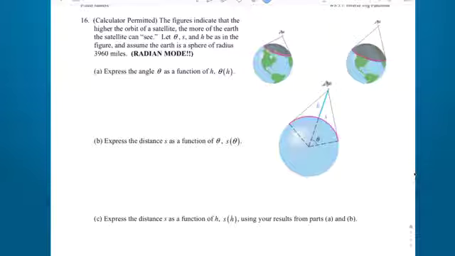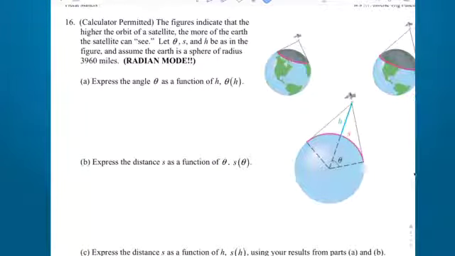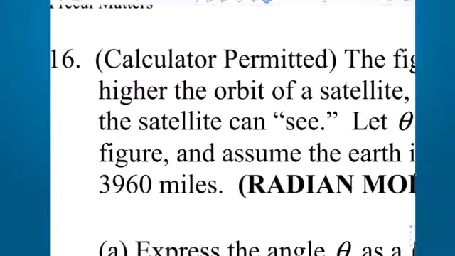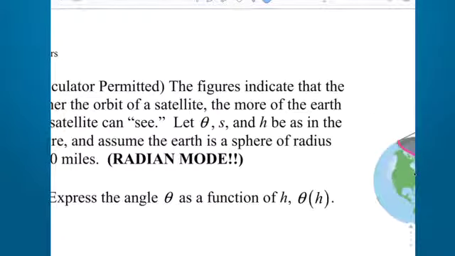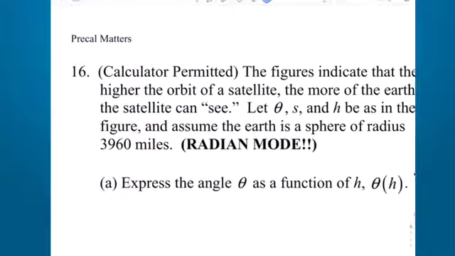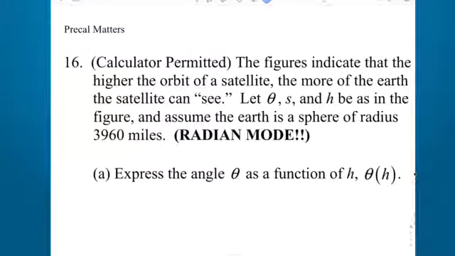Well, let's read it together. Maybe I wrote it in a foreign language. Calculator permitted. That means the calculator is allowed. Feel free to use the calculator. The figures indicate that the higher the orbit of a satellite, the more of Earth the satellite can, quote-unquote, see.